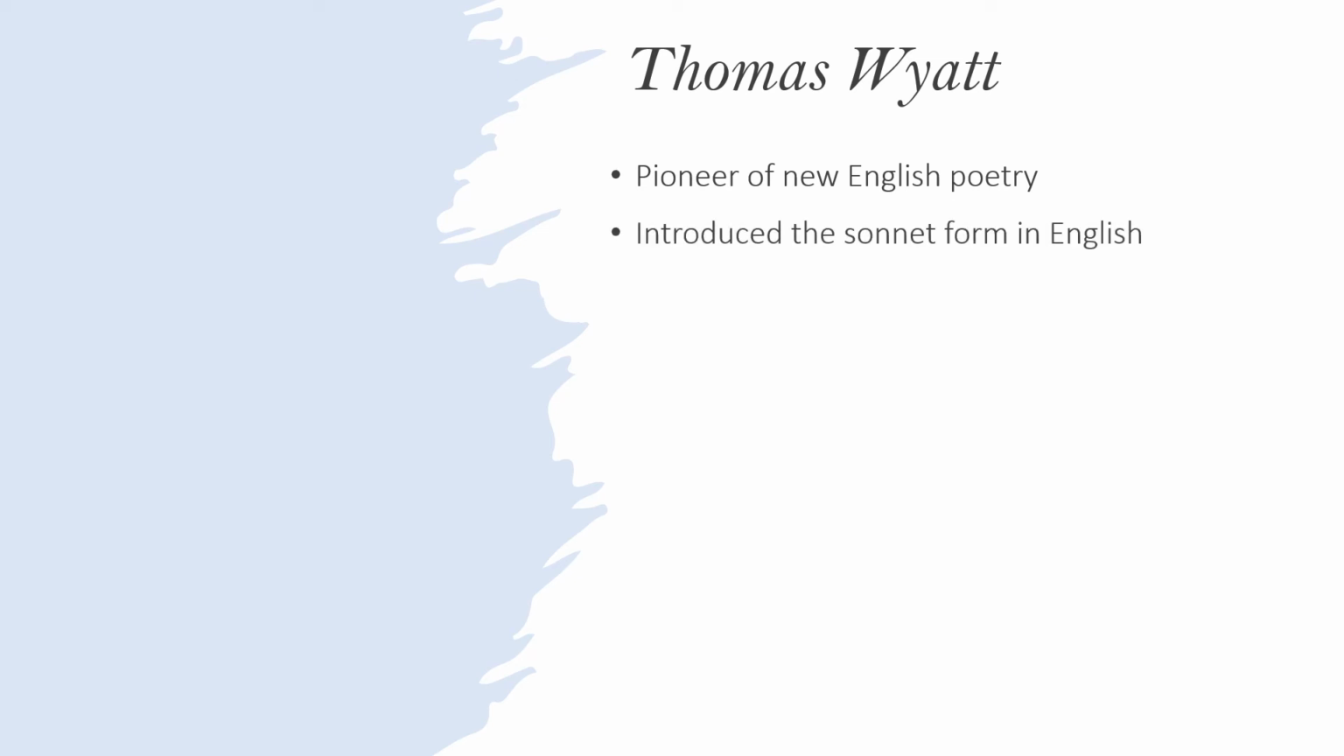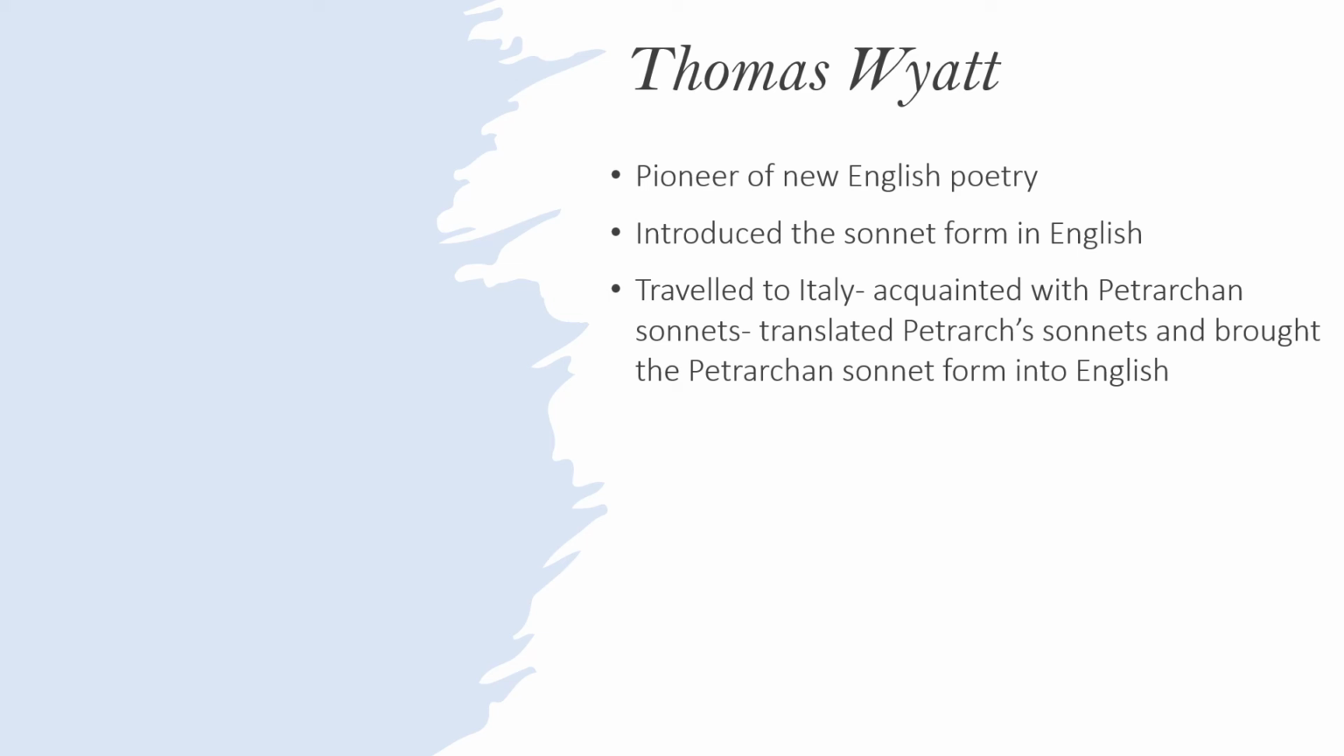Thomas Wyatt is the pioneer of New English poetry. He is an important poet during the Age of Revival. Thomas Wyatt introduced the sonnet form in English. He frequently traveled to Italy and got acquainted with the sonnets of Petrarch, an Italian poet. Wyatt drew ideas from Petrarch and rejuvenated English poetry. Wyatt translated several of Petrarch's sonnets and brought the Petrarchan sonnet form into English.